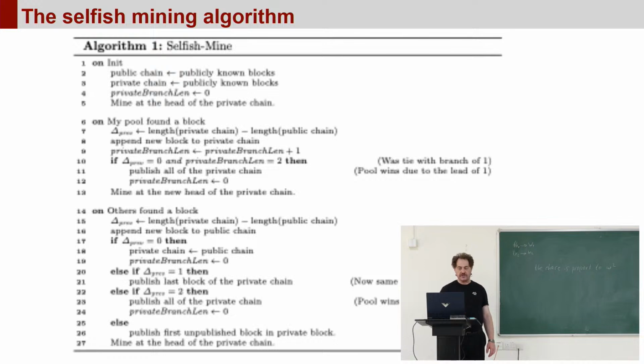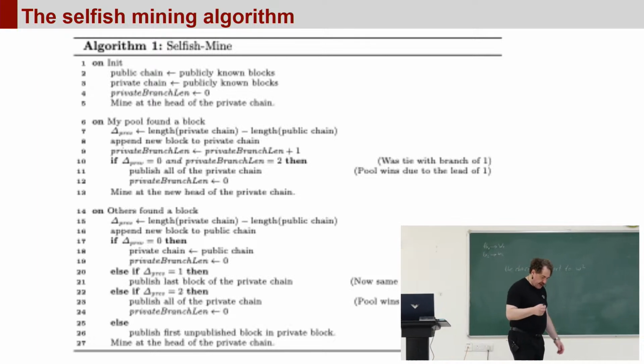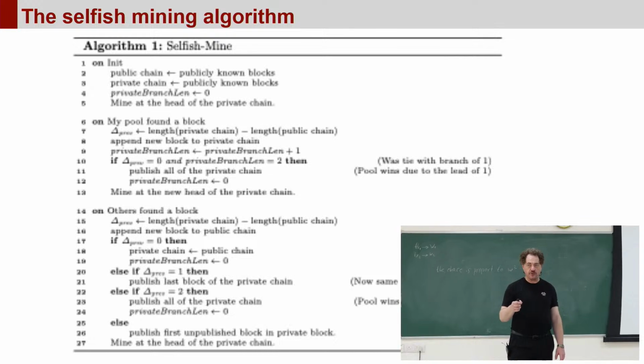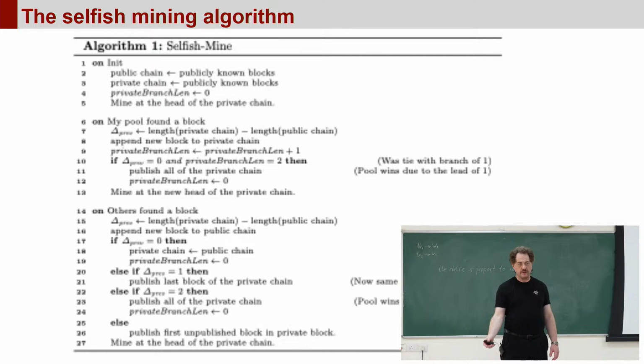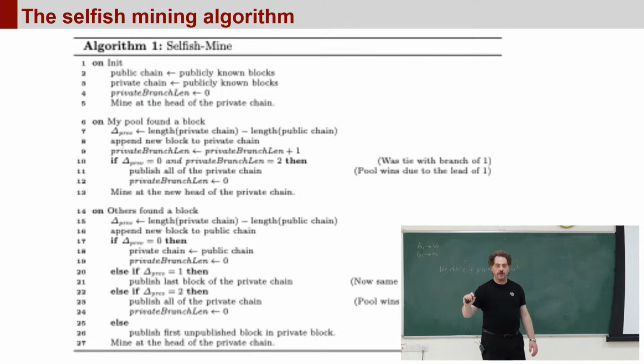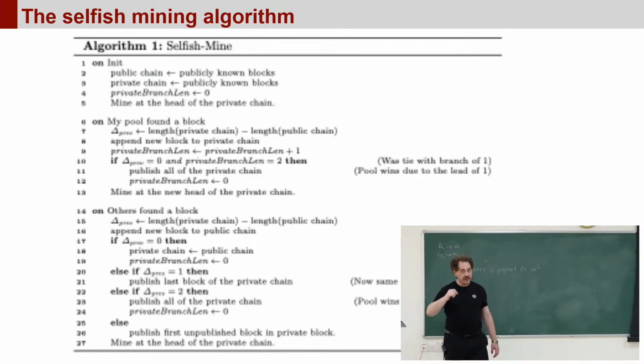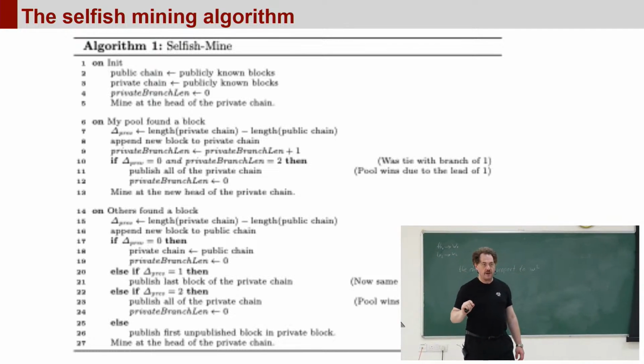Now, how does it work, or why does it work? It works because most likely I am going to lose. Why? Because my power is not 51%. So most likely the published chain will be getting appended faster than the private chain. The reason why it's still beneficial for the selfish miner is that in those less frequent cases when I win, I gain a lot.